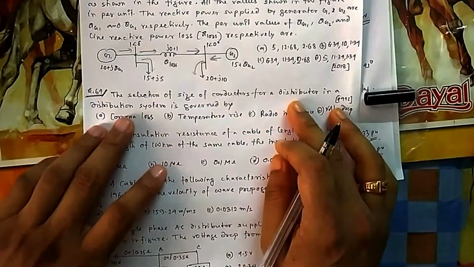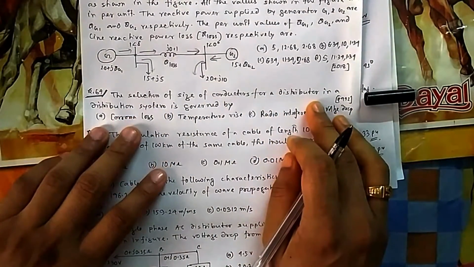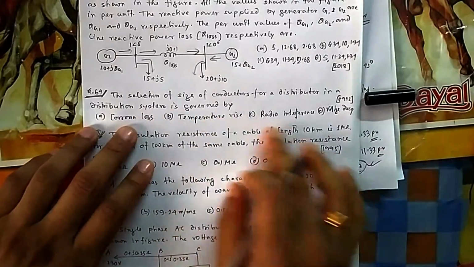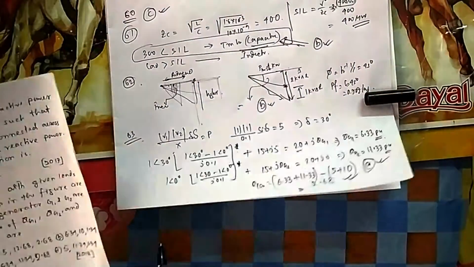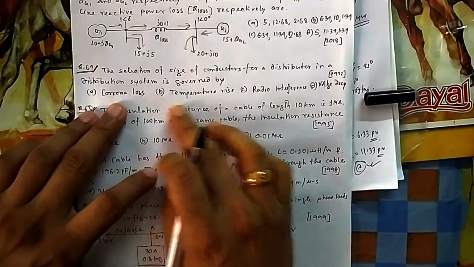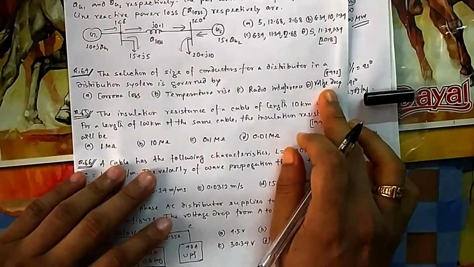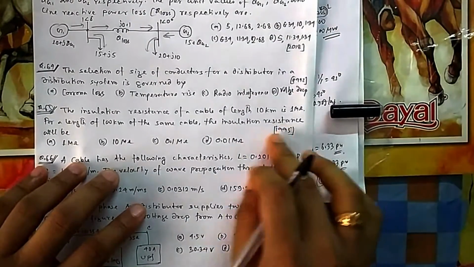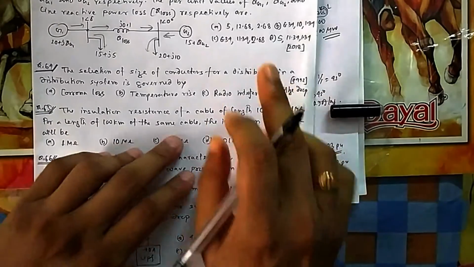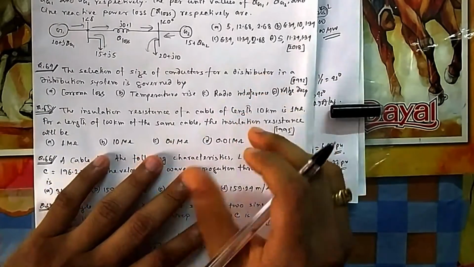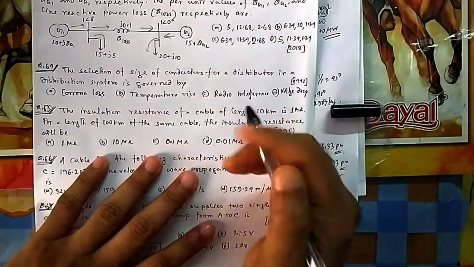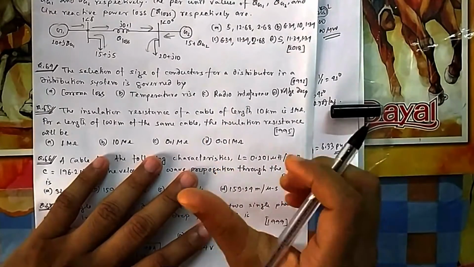Now if you come to question 64, the selection of the size of conductor for distributors in a distribution system is governed by what? For a distribution system, the main thing is the voltage drop. For any distribution line, we always design the system so that the last person gets the maximum full rated voltage. Whoever is at the last end of the feeder should also get the full voltage.